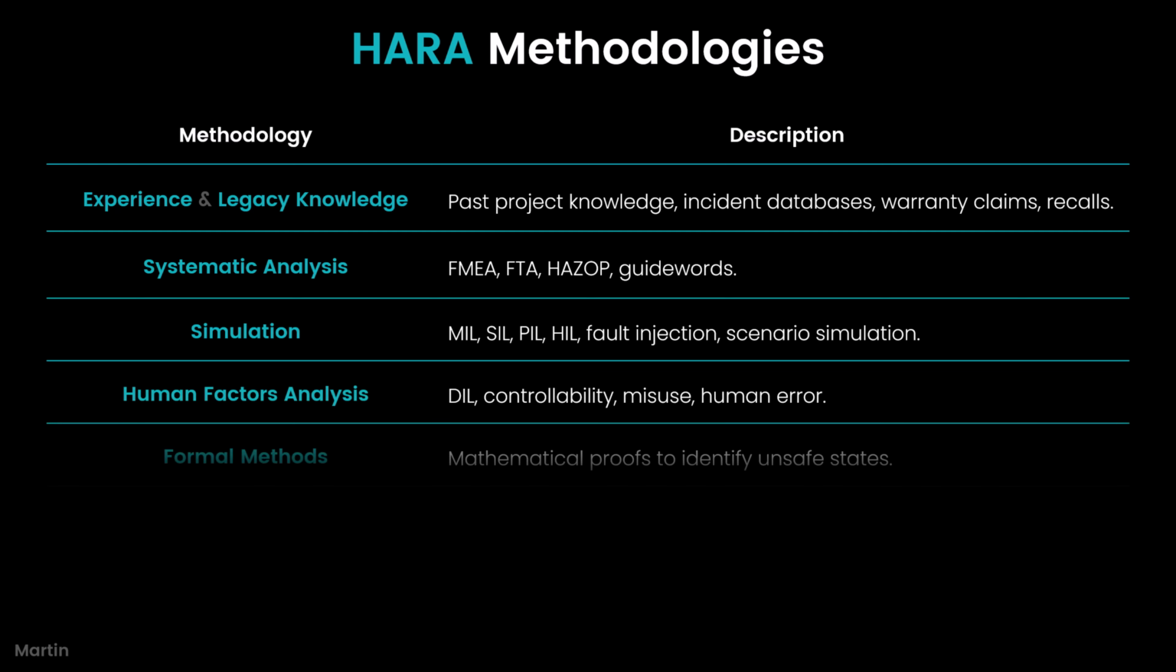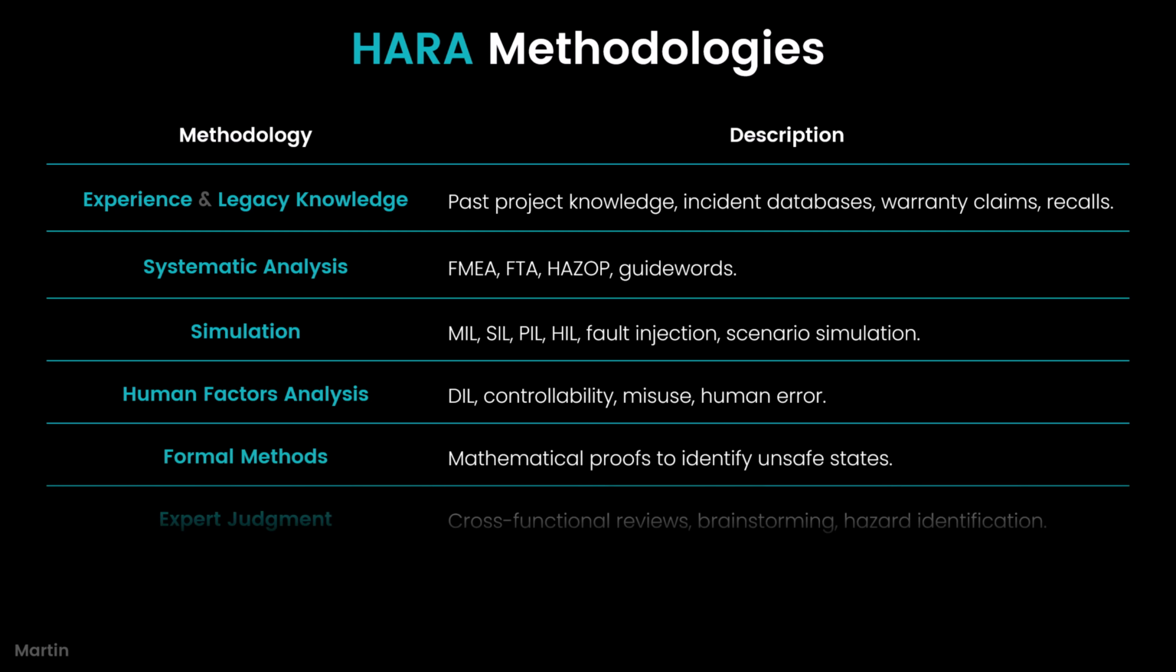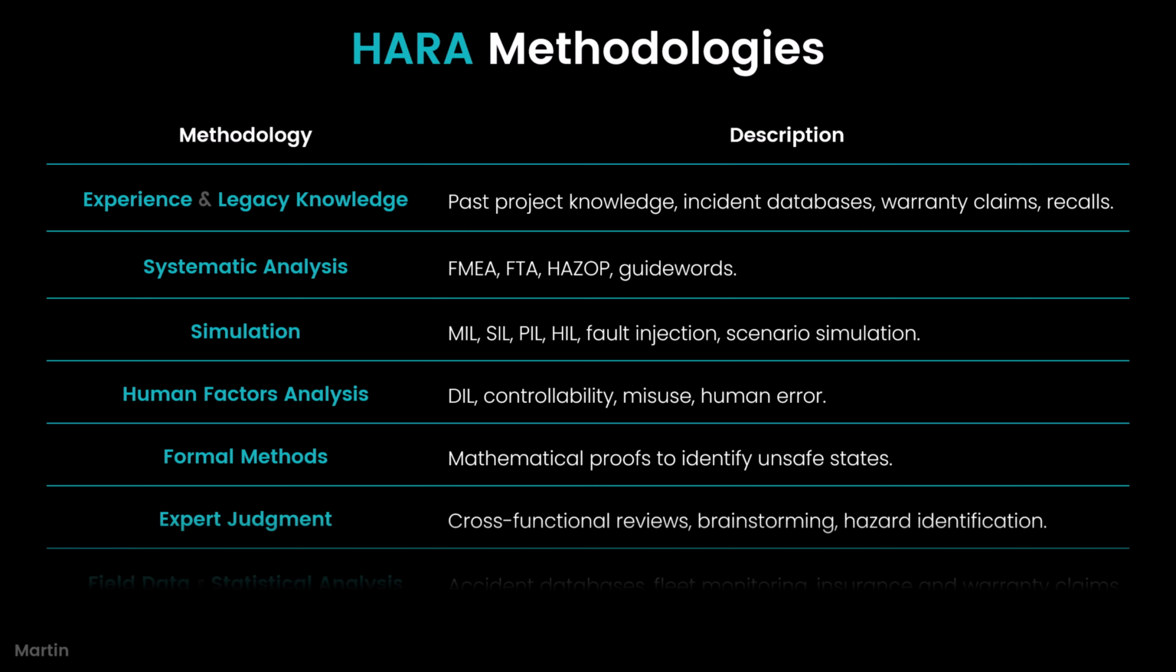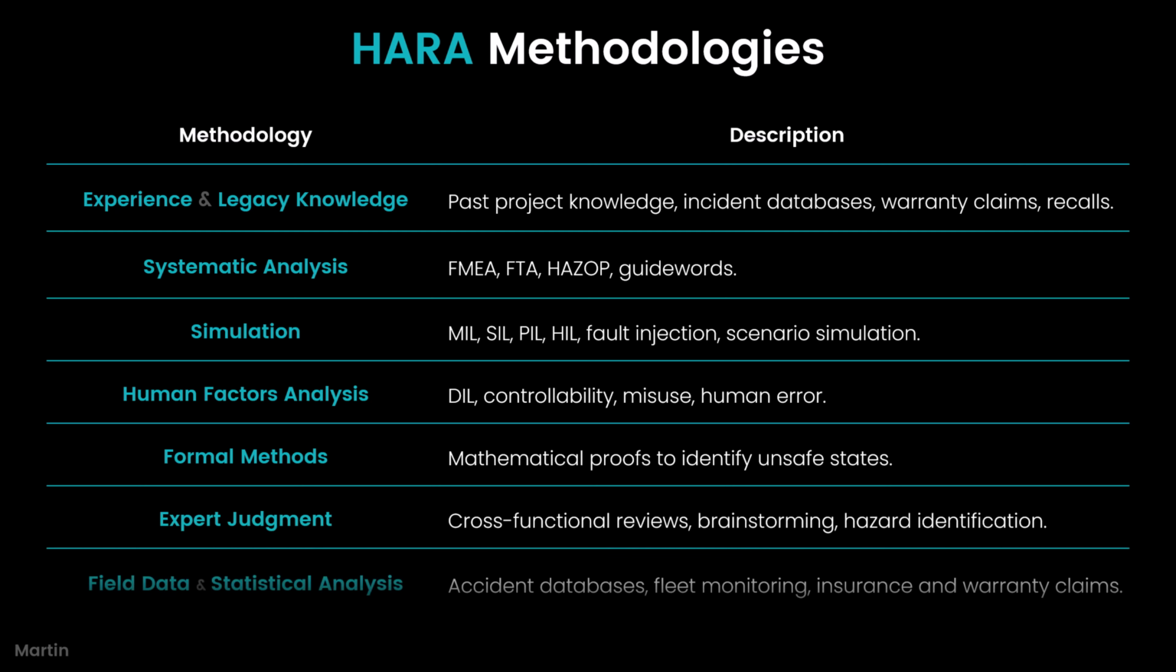Formal methods offer mathematically rigorous proofs of system properties, increasing confidence in correctness, and expert judgment helps fill gaps where data or models are incomplete. Finally, field data and statistical analysis provide empirical evidence of failure rates and operational patterns, supporting risk quantification and validation of assumptions. Together, these methodologies form a robust HARA process by balancing qualitative insights with quantitative rigor.